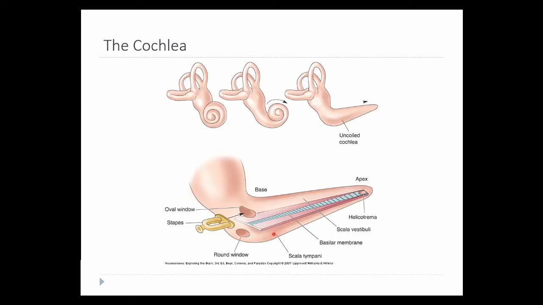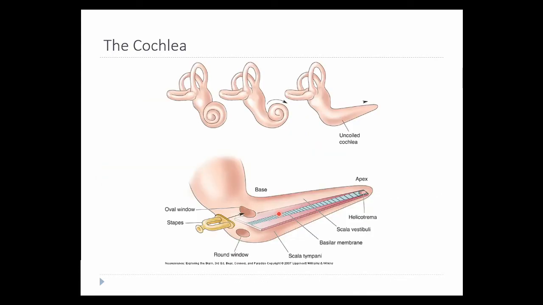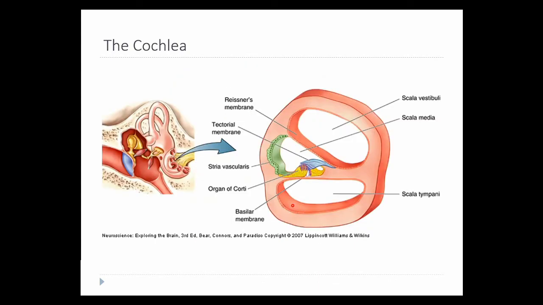And what separates those two chambers, in addition to the scala media, you can kind of see if we go back to the cross section again, is this membrane in between called the basilar membrane. So the basilar membrane is what separates the upper and lower chambers of the cochlea. And that's also the membrane that the actual sensory cells are found on. So we'll talk in a minute about this structure right here called the organ of Corti, and it contains the hair cells, which are actually going to detect sound.